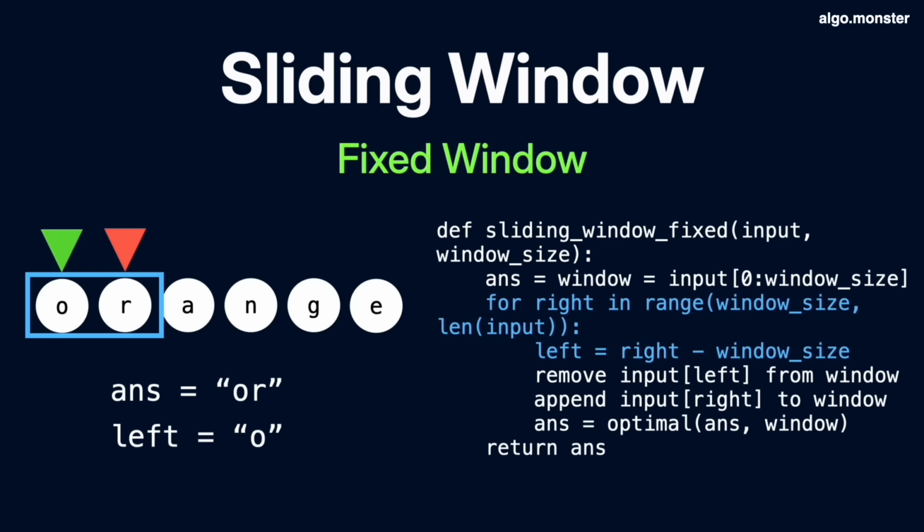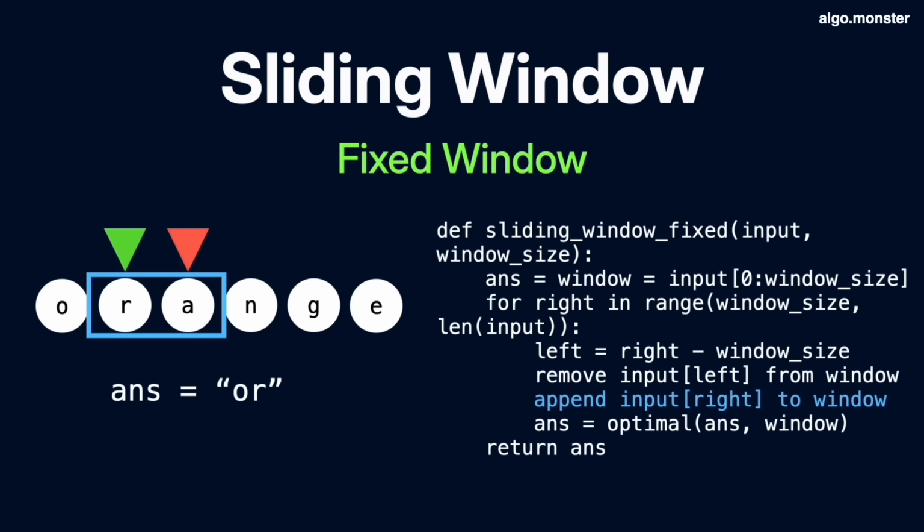On each step, we're calculating left as right minus window size to give us the index of the element that just fell out of the window. Then we remove that old element from the window, we add the new input, right, to the end, and then we update our answer based on whatever the problem is asking: max, min, sum, average, etc.